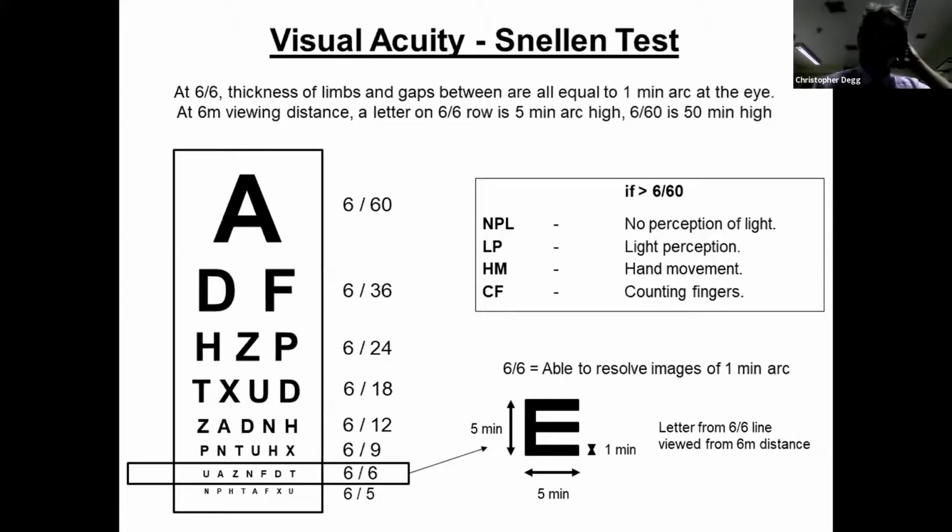And then if people can't read any of those letters, we then move on to count fingers. So if you hold your fingers up, can they count? Or if they can't count the fingers, can they see your hand moving? So it's hand movement. Or can they see you turn the lights on and off, light perception? Or can't they even tell that? No light perception. So that is the most common psychophysical test of visual acuity, but it's got its limitations.